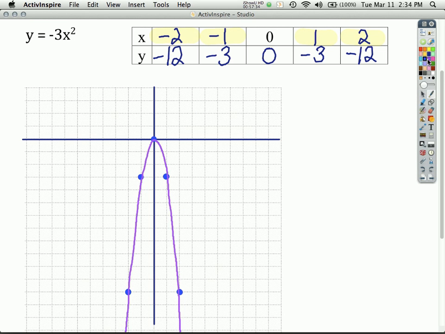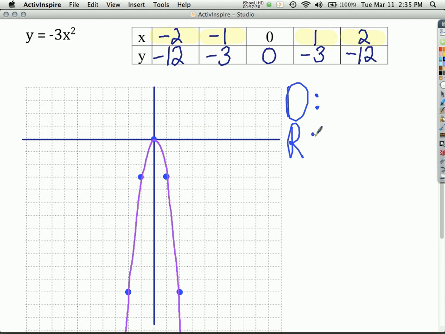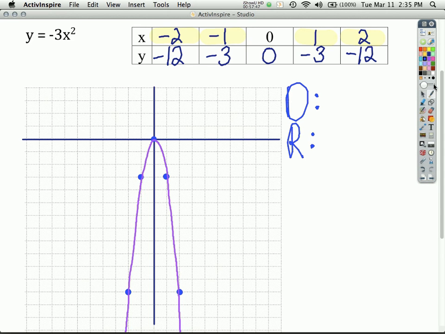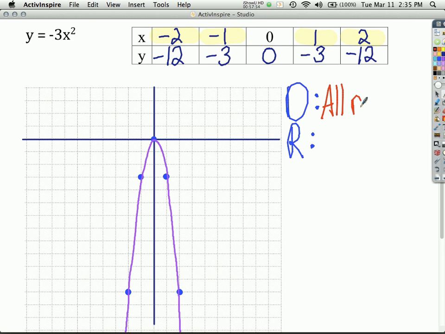So, domain and range. It's going much faster now. I mean, the last one took 15 minutes. We're not even at 5 minutes yet. We're just barely at 5 minutes. Domain. What's the domain? John? It's all real numbers because the x's could be anything.